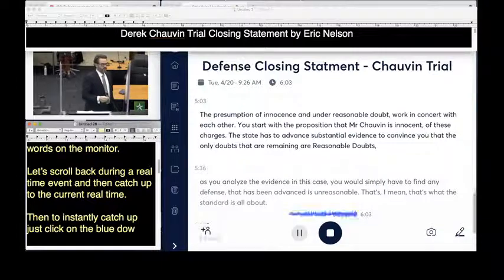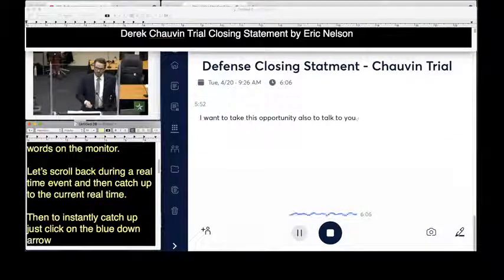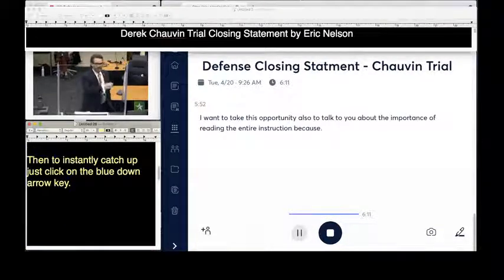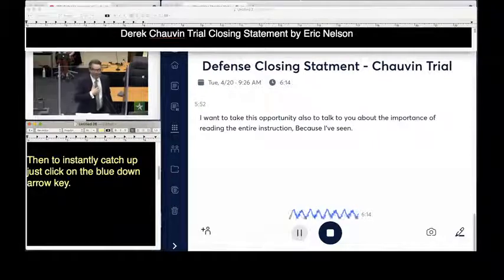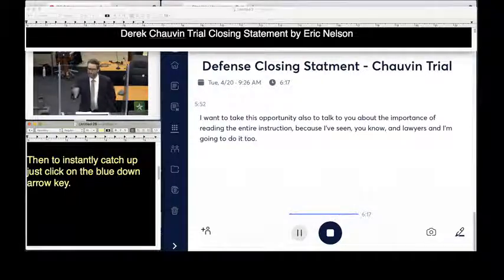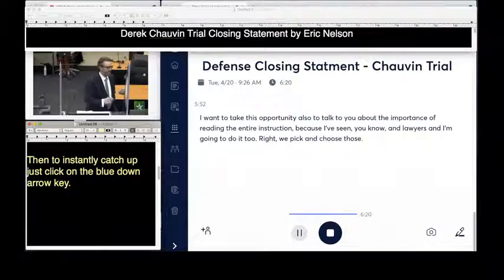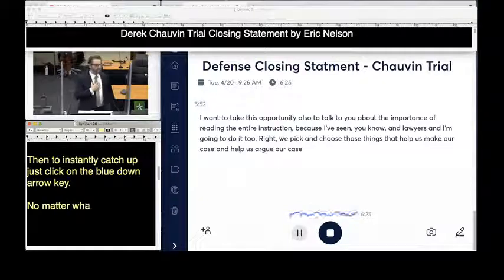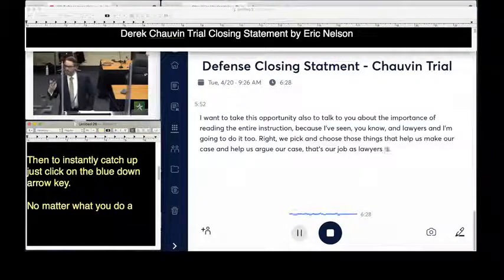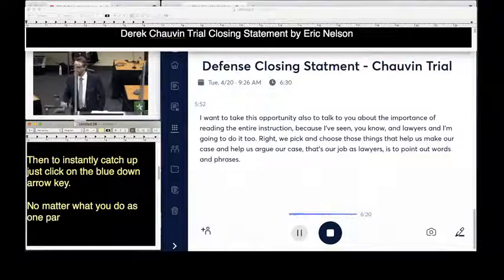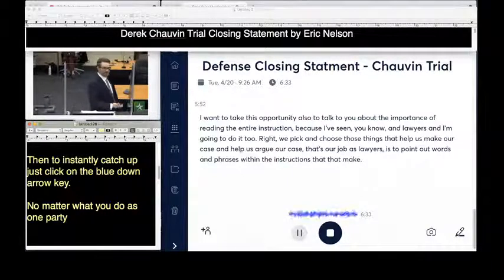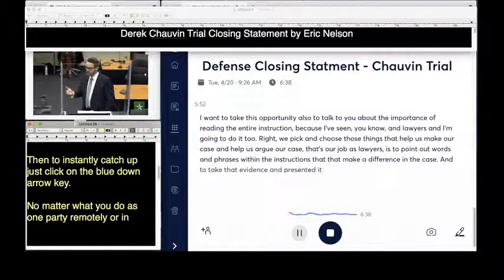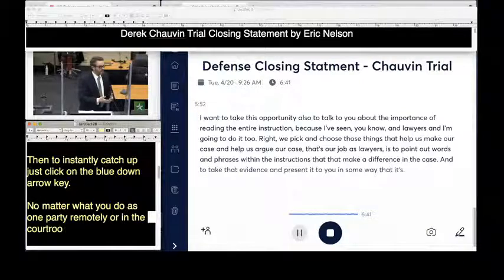I want to take this opportunity also to talk to you about the importance of reading the entire instruction. Because I've seen, and lawyers, and I'm going to do it too, right? We pick and choose those things that help us make our case and help us argue our case. That's our job as lawyers, is to point out words and phrases within the instructions that make the difference in the case, and to present it to you in such a way that it supports our proposition. That's what we do.